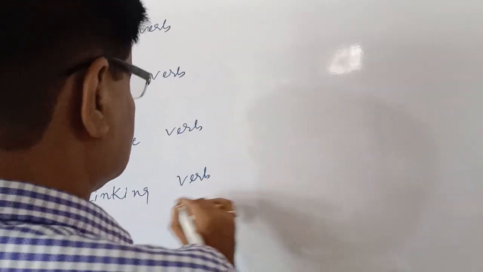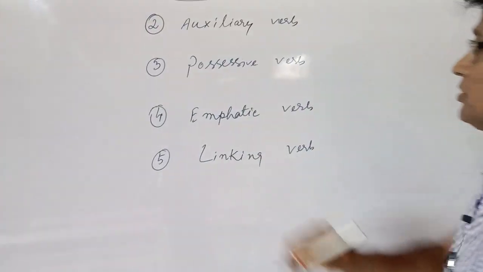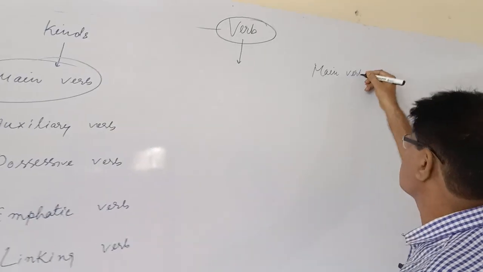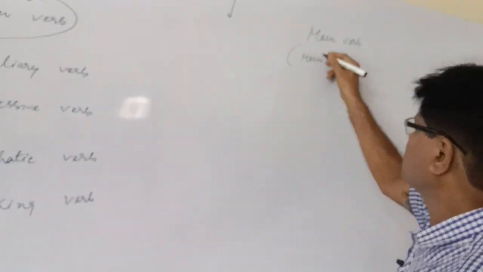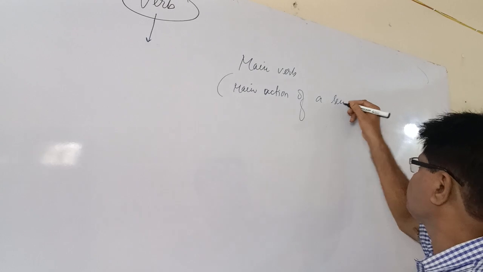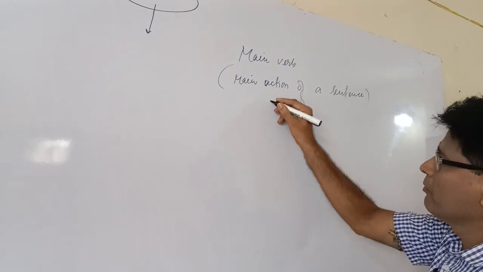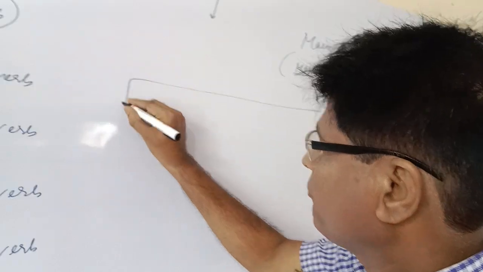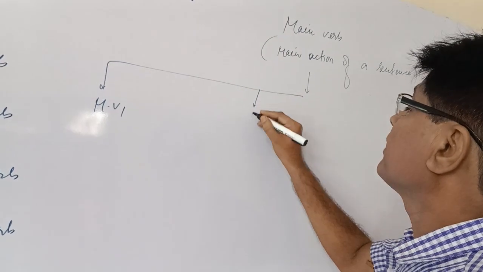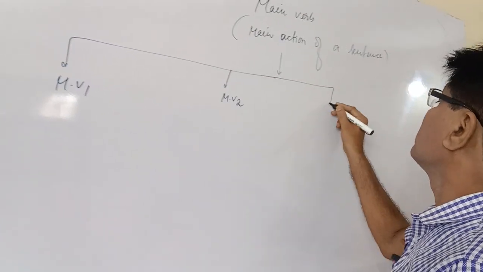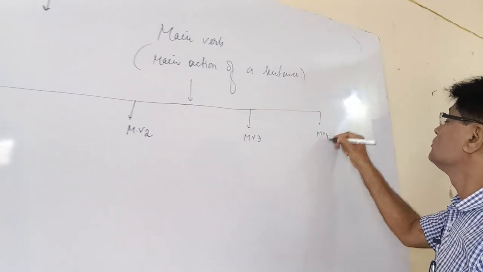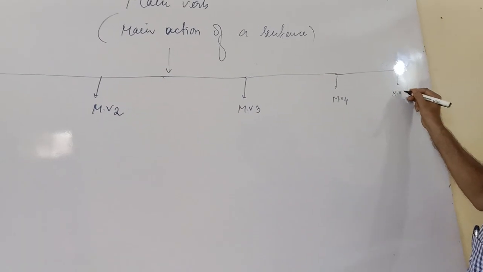Let us learn the main verb and its structure. Main verb means the main action of a sentence. We define main verb in 5 ways: main verb 1, main verb 2, main verb 3, main verb 4, main verb 5.